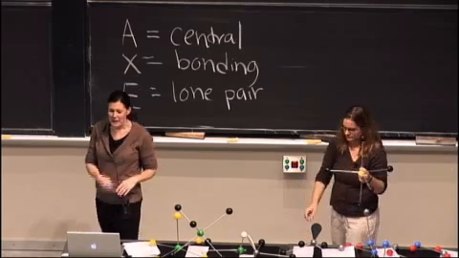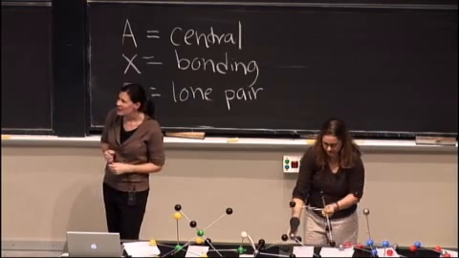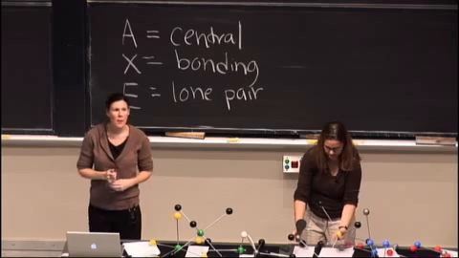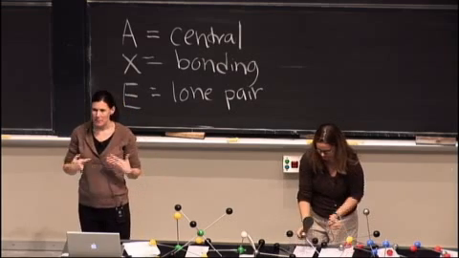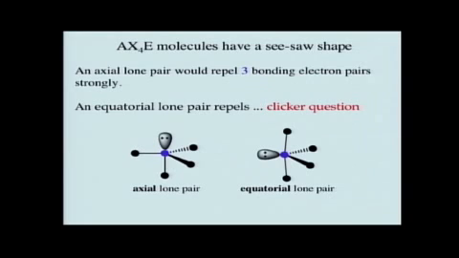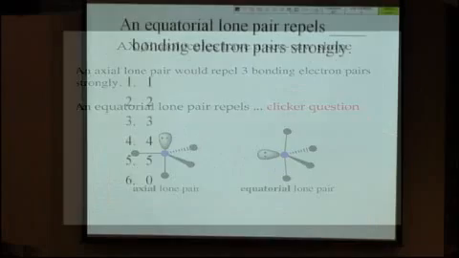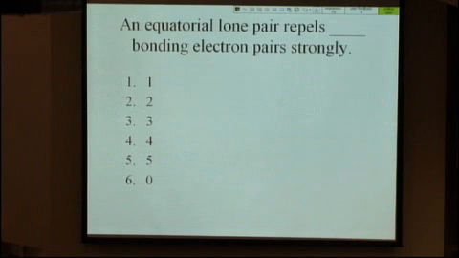Now, would you tell me, if we think about an equatorial lone pair, how many different bonding electron pairs that will strongly repel if we have an equatorial lone pair. So you might need to look at your notes to actually compare these two before you submit your answer up here. All right, let's take 10 seconds on that.